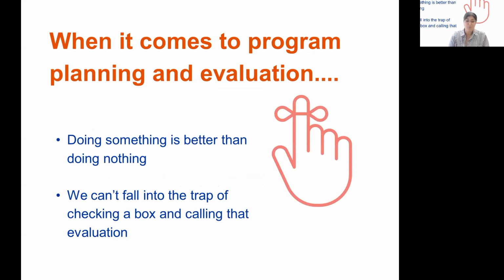All right, so when it comes to program planning and evaluation, a maxim, a belief, a value that I hold very firmly, and that is sometimes hard for people to get their brains around, is that doing something is better than doing nothing when it comes to evaluation and program planning. A little bit of program planning is better than no program planning at all. A medium amount of program planning is better than a small amount of program planning, right? And we don't really know too much about the upper limits of all of those things.